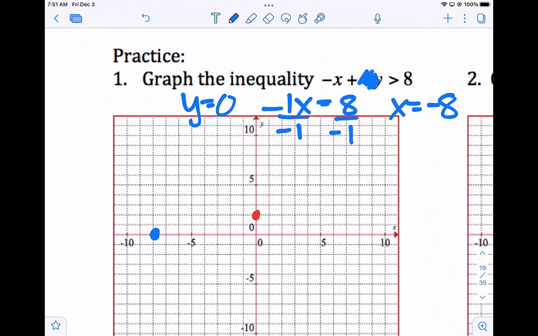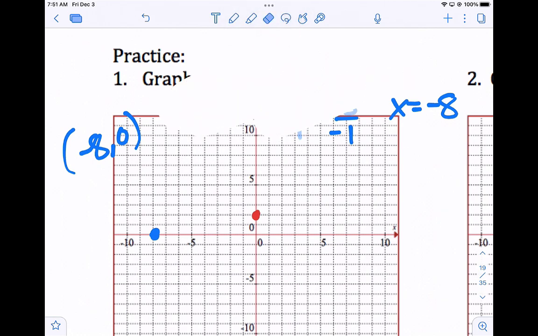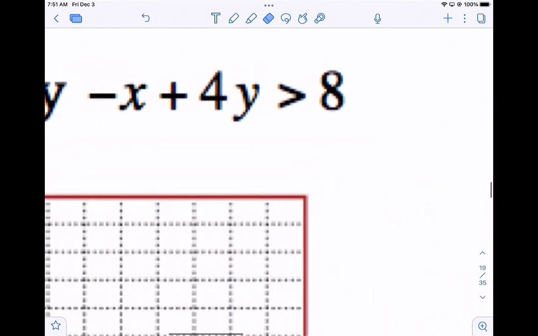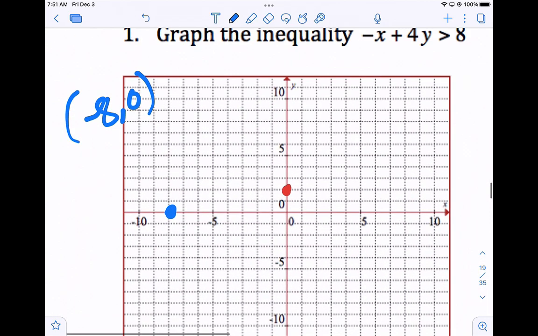All right, so we're going to go over negative 8 and up 0, because this is the point negative 8, 0, and graph it. All right, we got 2 points. We can graph the inequality. So let's take a look at, should this be solid or dashed? And you don't have an equal sign, so we have to use a solid line.